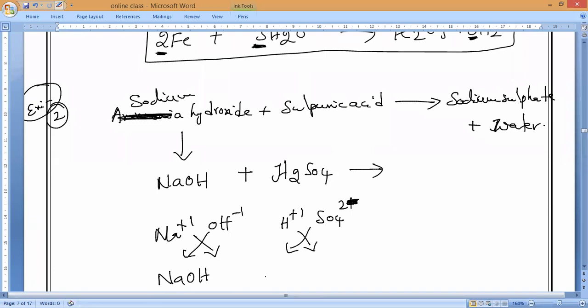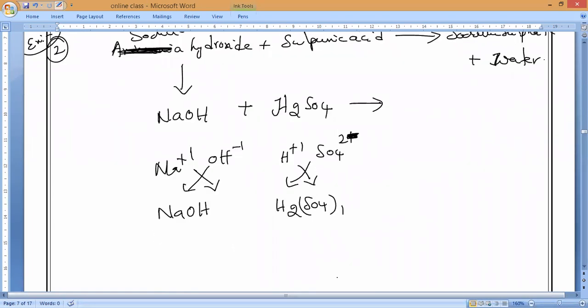If you crisscross, what will come? H2SO4, with SO4 in bracket 1. One means no need to keep the bracket, so we remove the bracket and it comes as H2SO4. If it is more than one, the bracket is compulsory. Is it okay, guys? If one, no bracket needed.